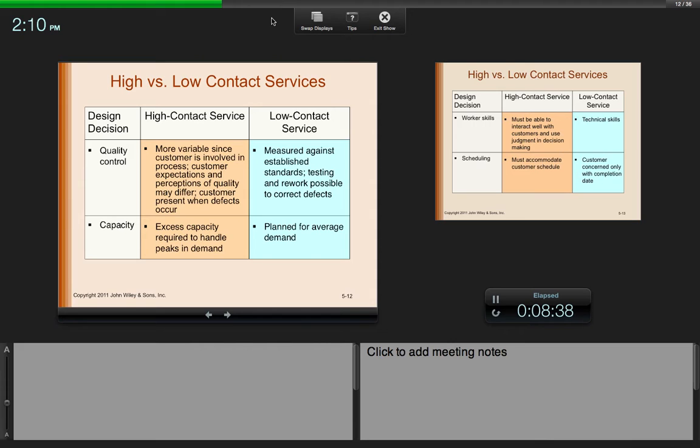If we're looking at this from a high contact versus low contact services perspective, the quality control, a lot of it is going to be for high contact, a store like Apple, where you have someone helping you up front and seeing you through to make sure that you can leverage the products and services. If it's a low contact service, it's going to be more hands-off.